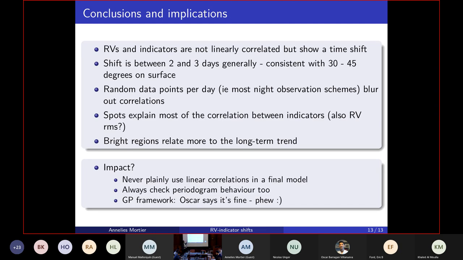Just to conclude, a couple of conclusions. I just talked about this, so I'm not going to repeat. But the impact of this is plainly using linear correlations, especially if you do it in your model. I would hope that nobody in this room is still doing that, because I don't think it's a particularly good idea anymore. Always check your periodogram behavior rather than just your correlations. And then the thing that I've been wondering for months and was going to ask is how does this affect the GP framework where you combine activity time series and radial velocity time series? Oscar yesterday showed that it doesn't, and you can still use that framework because it incorporates that shift in it. That is very good news. That's it.